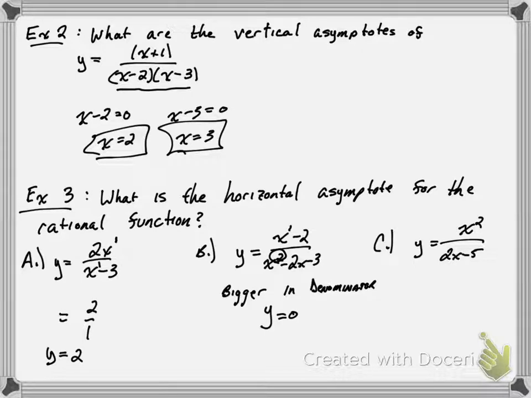Okay, so again, now look here and see, it's bigger in the numerator. When it's bigger in the numerator, there's no horizontal asymptotes.